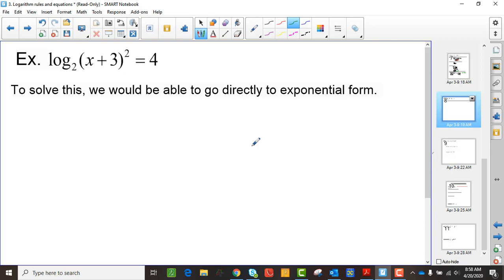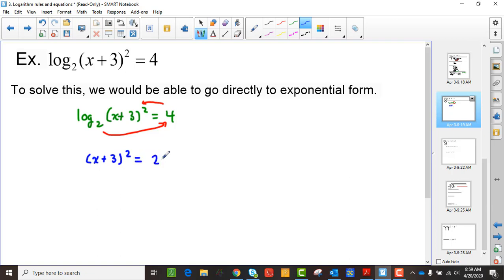So let's look at this one. We have log base 2 of x plus 3 squared equals 4, which means the logarithm is already all together. It's already a single term. So we can go directly, as I've said here, to exponential form. To do that, you're going to go 2 raised to the 4th is equal to this. So that means that x plus 3 squared is going to equal 2 to the 4th.